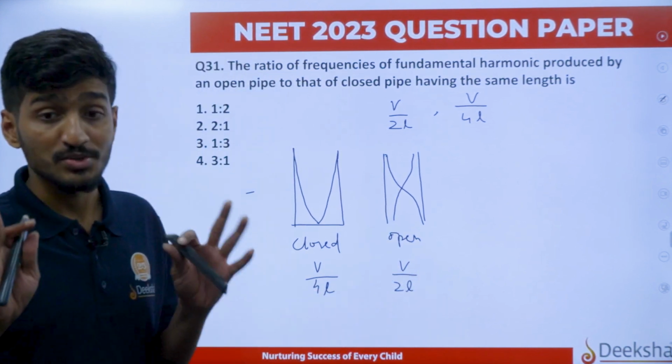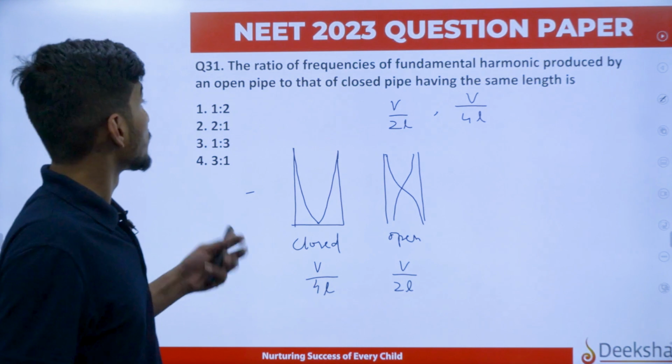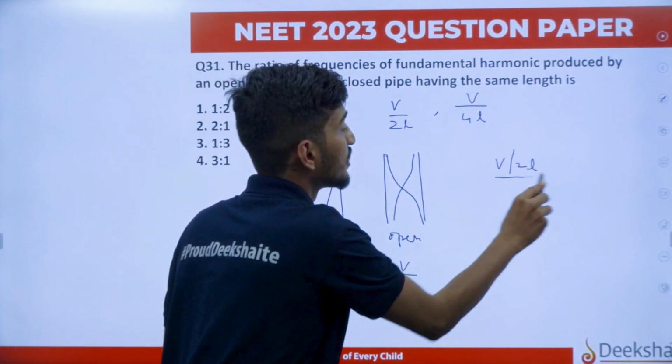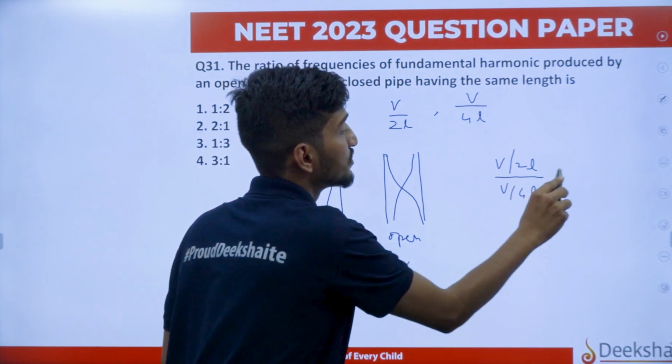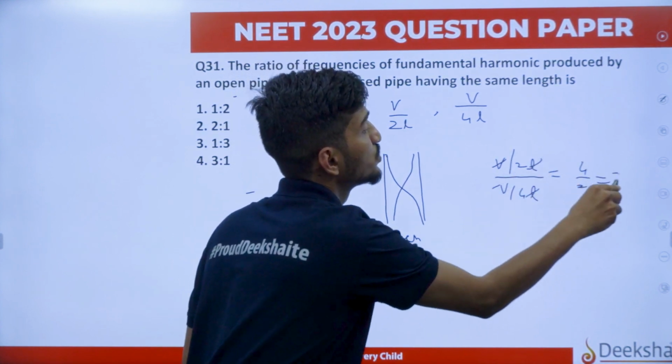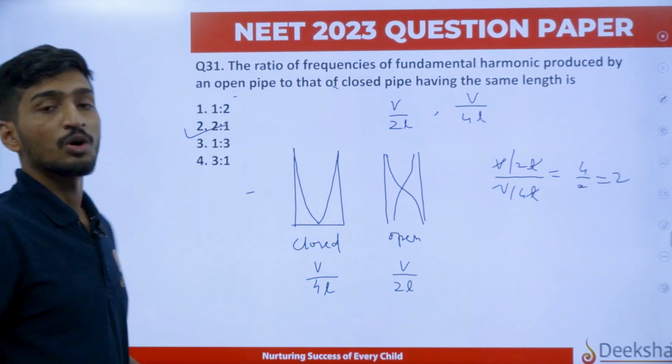Not confusing at all as long as you remember this. So open to closed, v by 2l by v by 4l, which is, v and l cancel out, 4 by 2, or 2 should be the answer. 2, option number 2.